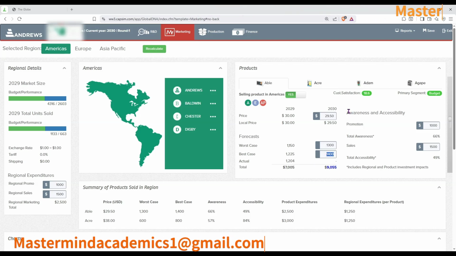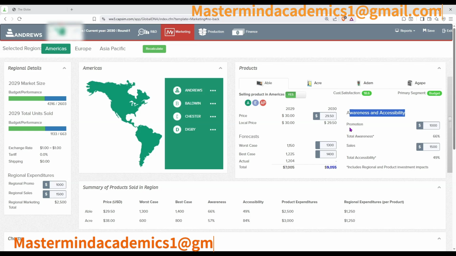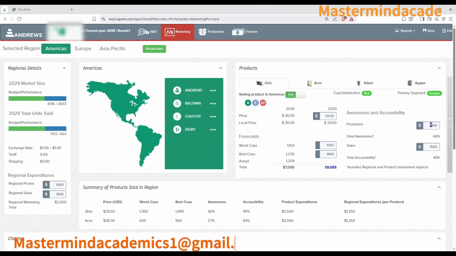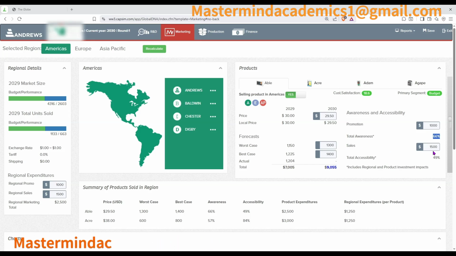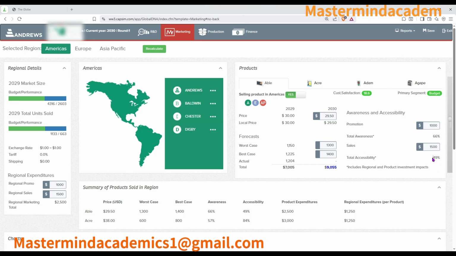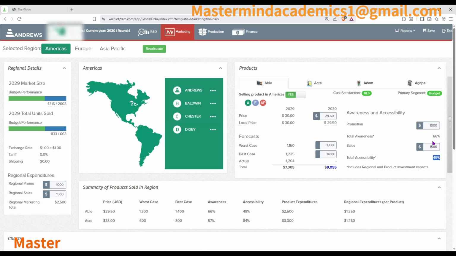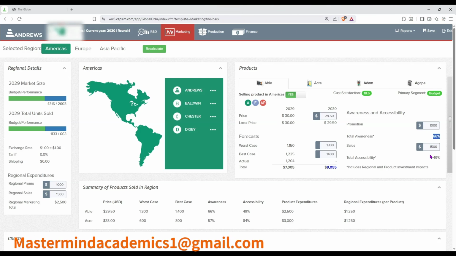We also have the awareness and accessibility. For the promotion, I decided to invest 1,000. It is giving me 66% awareness. For the sales, I invested 1,500. It is giving me 49% accessibility. This is the percentage of the market that will get to know about your company or your product.